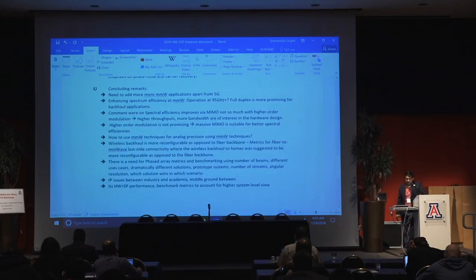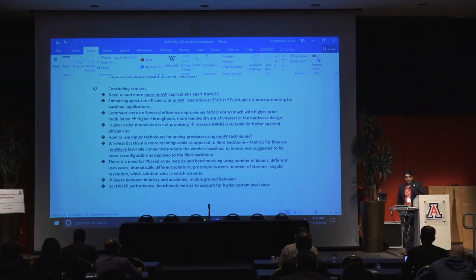I think these are some of the concluding remarks, the last of which was given by each of the attendees, and then I just summarized it here. One observation is we need to add more focus to millimeter wave applications in hardware apart from 5G. A lot of focus yesterday was on 5G. Another point was on enhancing the spectrum efficiency at millimeter wave, and what the different schemes are to do that.